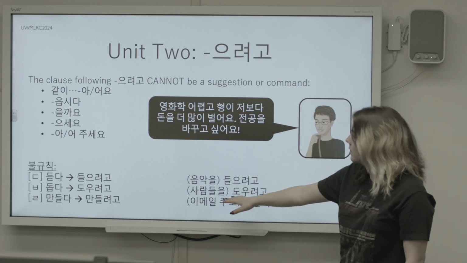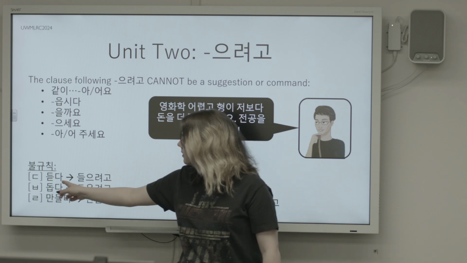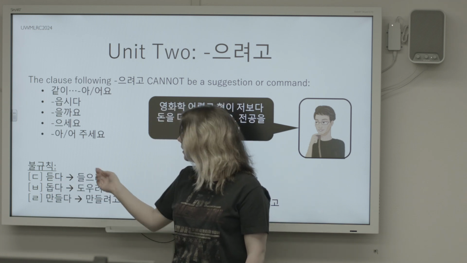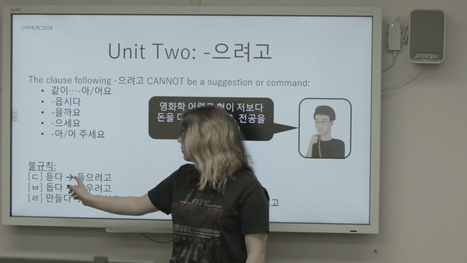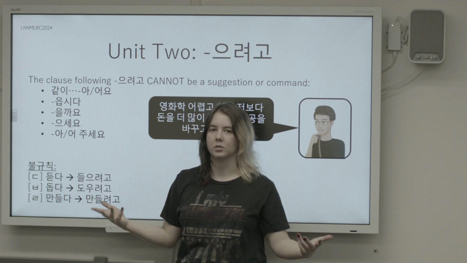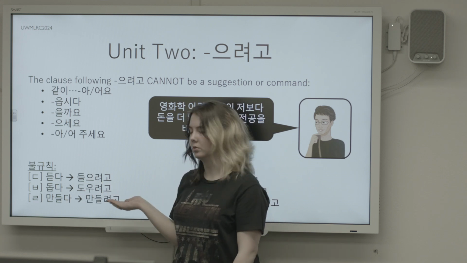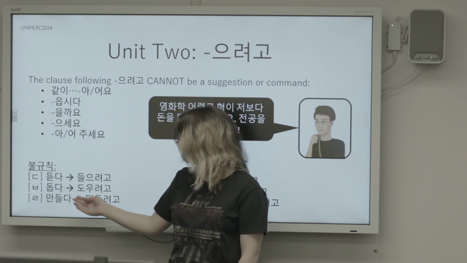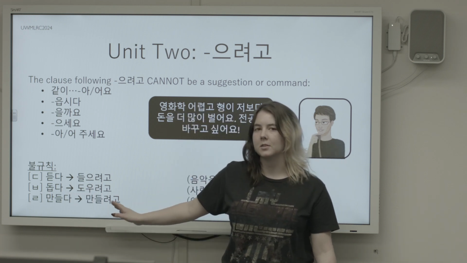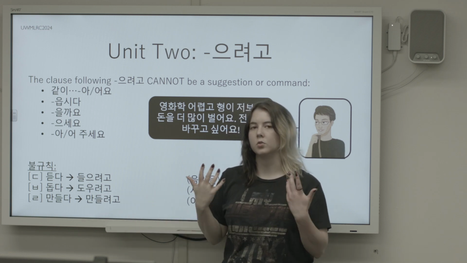These are irregulars down at the bottom. So 디귿 irregulars, you change the 디귿 at the bottom to a 리을, and it becomes 들으려고. 비읍 irregulars, you drop the 비읍 and then you replace it with an 우, or you can say that you just switch the 비읍 for an 우. So 도우려고, in order to help. 리을 irregular, you treat kind of the same as a vowel, you just add 려고. 만들려고, in order to make.